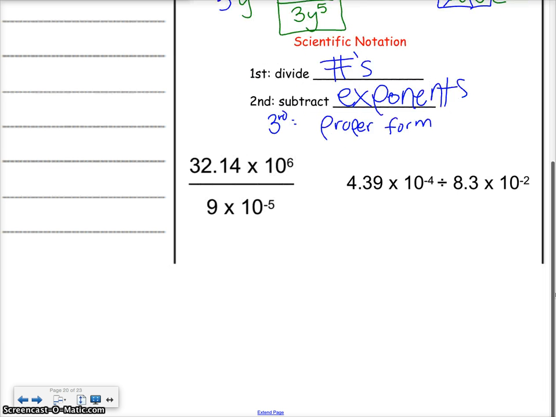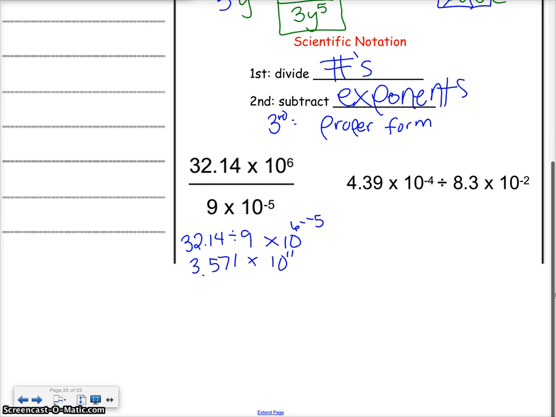So, here's how we handle that. In my calculating device, also known as a calculator, I will go 32.14 divided by 9. I'm just going to divide the coefficients times 10 to the, now I subtract, 6 minus a negative 5. Well, 32.14 divided by 9 is 3.57. Let's just do that. I'm just going to say 3.571 times 10 to the 11th.